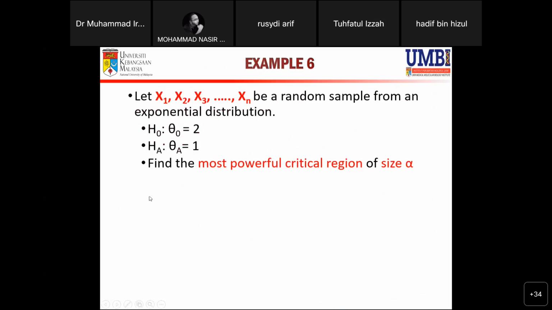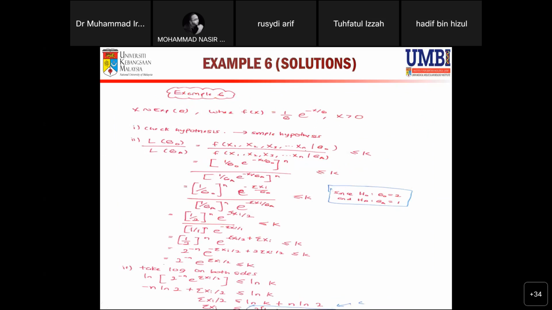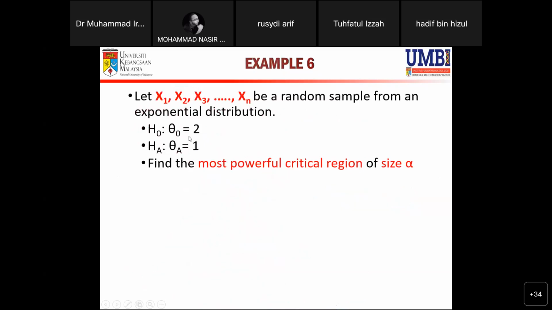So example 6. Let's say that we have x1, x2, x3 until xn, a random sample from an exponential distribution where we specify theta naught equals 2 under the null hypothesis, and the alternative hypothesis distribution is given by the parameter theta alternative of 1 there. In our case here, we need to find the most powerful critical region of size alpha. We know that the exponential distribution is given by the scale parameter theta, where the probability density function is given by this one. We check the hypothesis is a simple hypothesis because we specify the full distributional forms, that specify the actual values of the parameters.